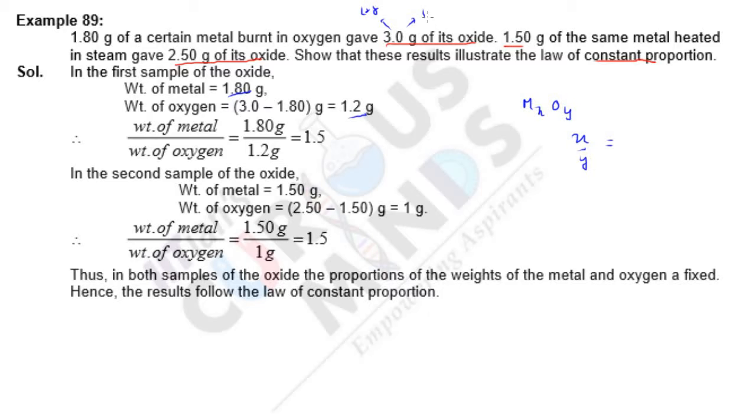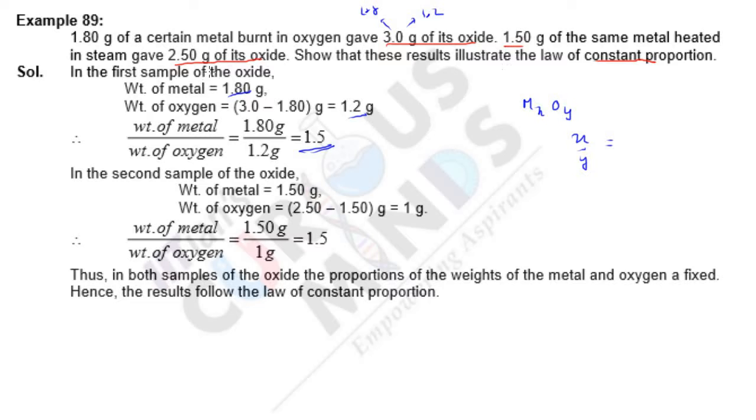So you can find the ratio of the weights of metal and oxygen, and constant proportion means that this proportion is by weight. So weight of metal upon weight of oxygen is nothing but 1.8 upon 1.2, so 1.5. Either way it is the same thing, but in the second sample we will see this same ratio and check whether it is the same or not.